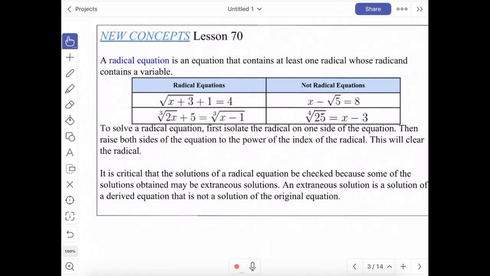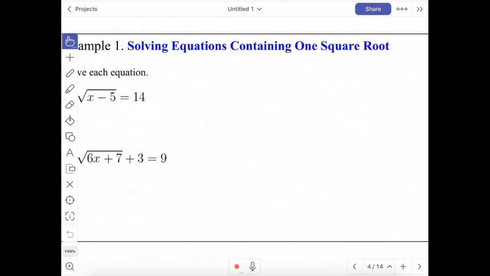To solve radical equations, first isolate the radical on one side of the equation, then raise both sides of the equation to the power of the index of the radical. This will clear the radical. It is critical that the solutions of a radical equation be checked because some of the solutions obtained may be extraneous solutions. An extraneous solution is a solution of a derived equation that is not a solution of the original equation. So we will be checking for those as we go.